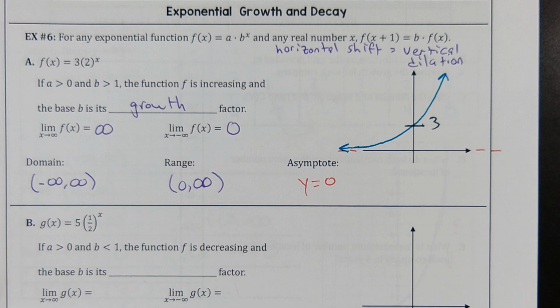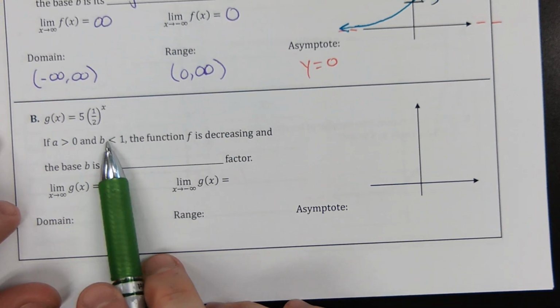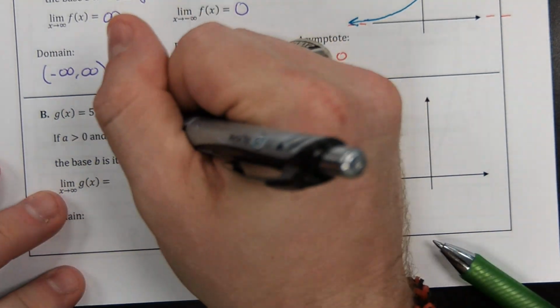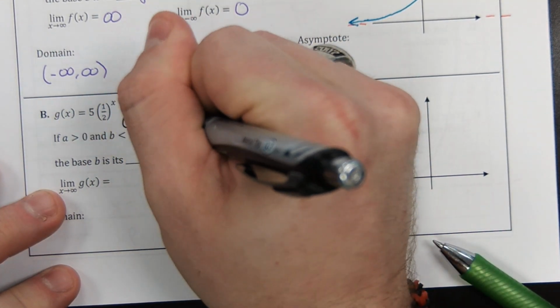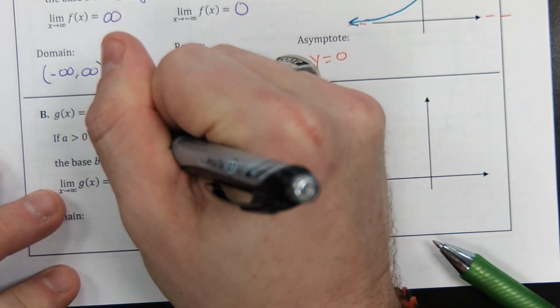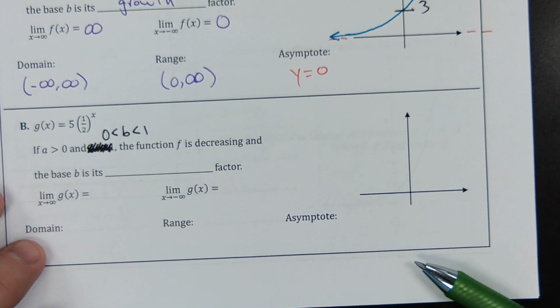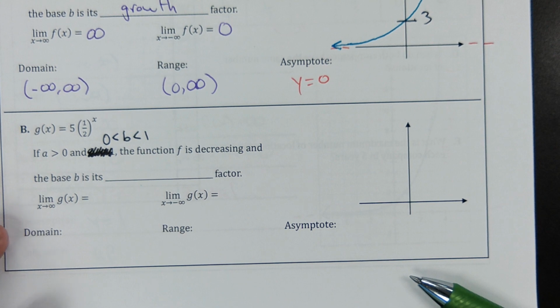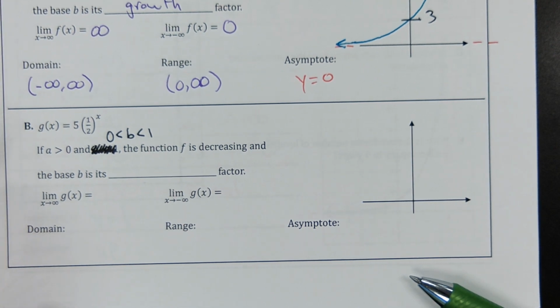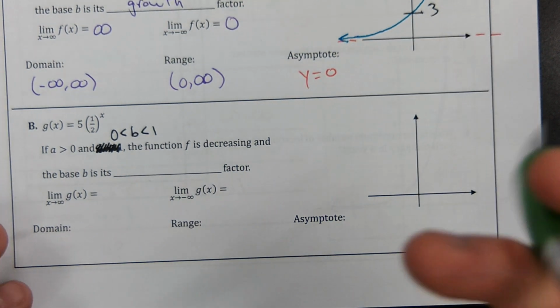Okay. Now the other one, which I had in green, 5 times 1/2 to the x. Well, a is a positive number, it has to be. But because, and I don't like this, I'm going to say let's be more specific. And since b is between 0 and 1, we know our function's decreasing, and the base is the decay factor.